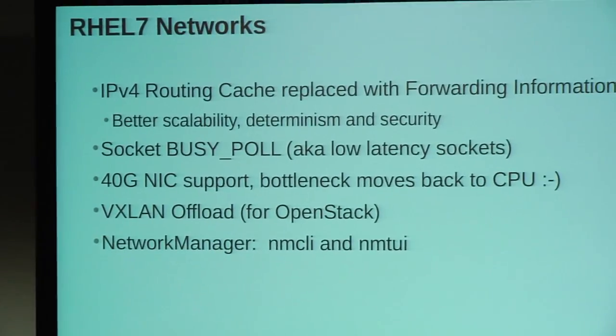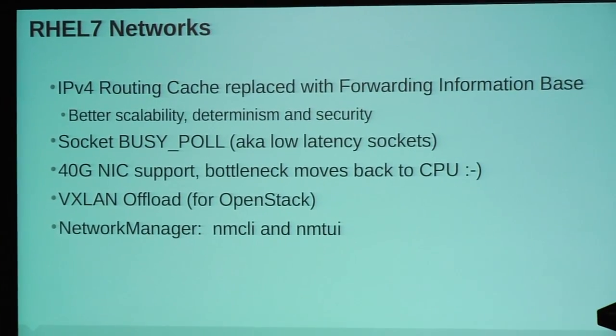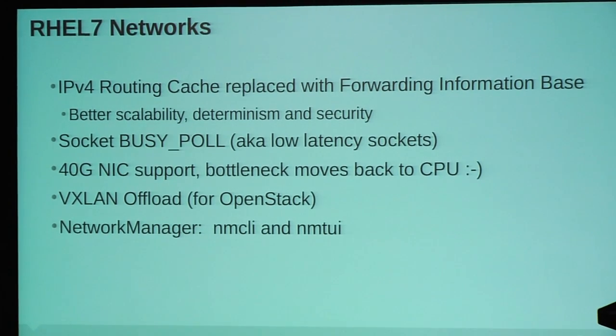Stuff we've been doing in networking in RHEL 7, as quickly as possible. Routing cache has been removed and replaced. The reason we did that is for determinism and scalability. Busy polling sockets: massive performance increase. I'll show you some data. 40 gig NICs are supported as well. Also some data on that.